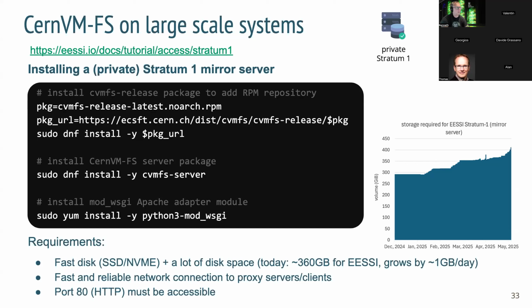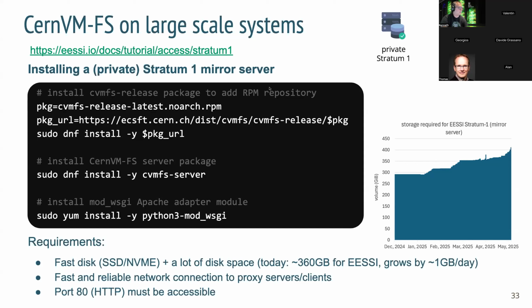If we want to set up our own private Stratum 1 mirror server, then we need to have a separate setup, really a separate system, which is maybe a bit bigger in terms of disk space, because at least for EESSI, we'll need at least 360 gigabytes of disk space, and this is growing every day. And we also want to make sure that mirror automatically synchronizes with the central server. So we need to make sure we have lots of room for growth here.